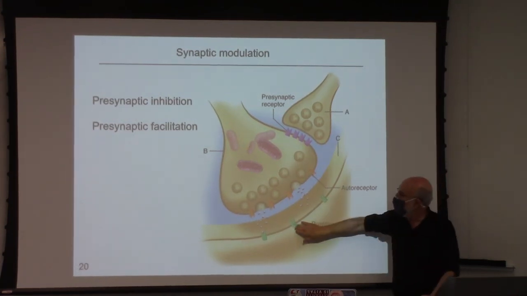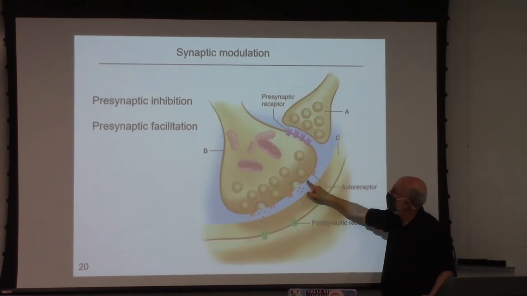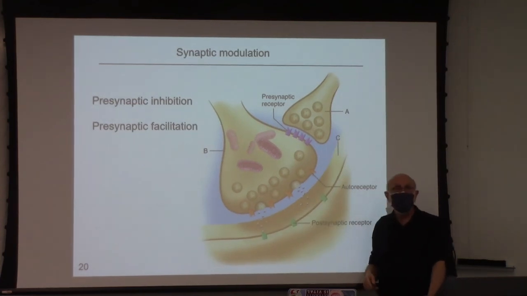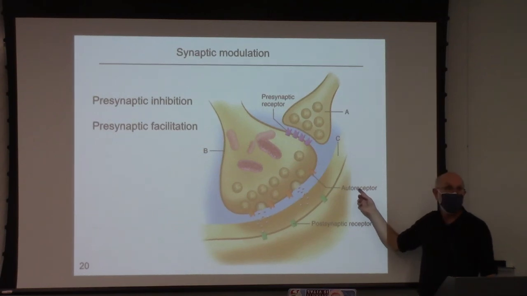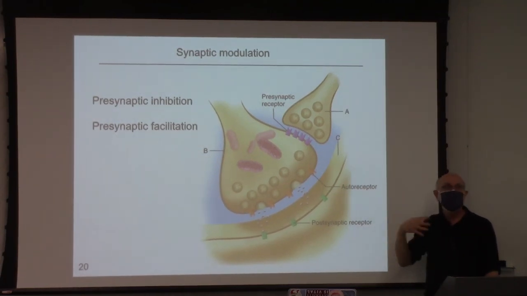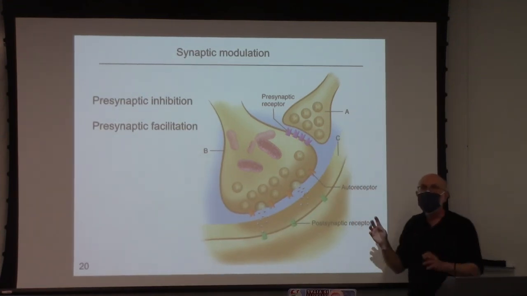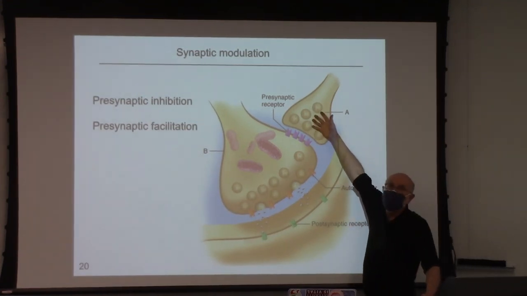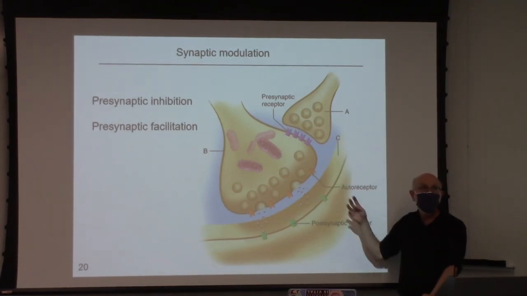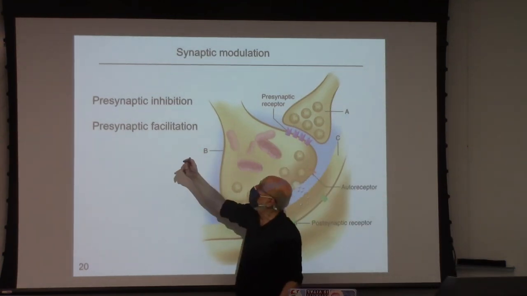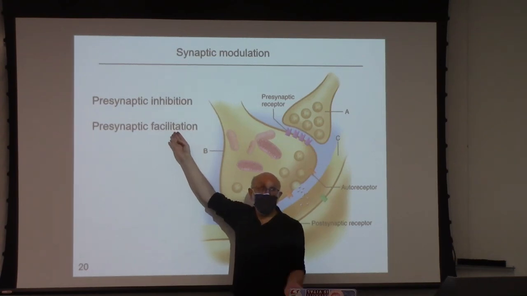There are receptors in the postsynaptic cell, but it's interesting, there are receptors on the presynaptic cell to the neurotransmitter that it released. And that's why they're called autoreceptors. They receive its own signal. These signals, either from a presynaptic modulatory neuron or from the autoreceptor, can be positive, causing facilitation, or negative, causing inhibition.